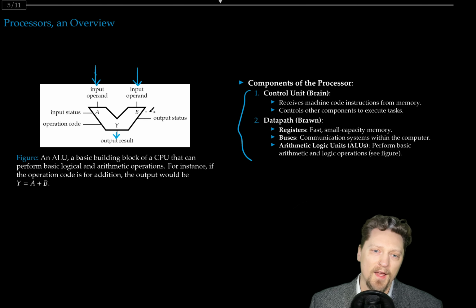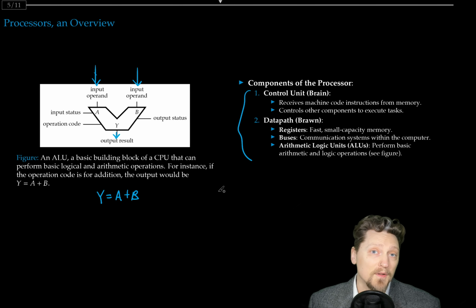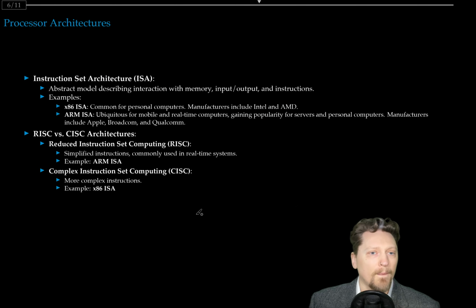So if this is input A, this is input B, the output depends on what the operation code is. If it's a simple operation like addition, plus, then Y, the output, is going to equal the sum of the 2 inputs, A plus B. But it could be other arithmetic operations or a logic operation, for instance, as well. So the data path includes many ALUs in it.